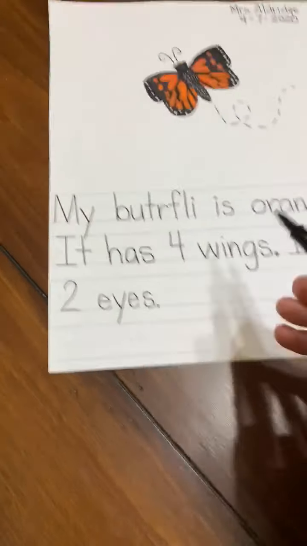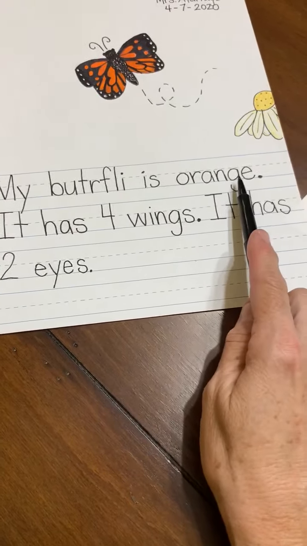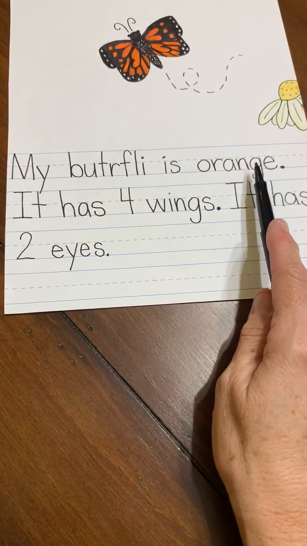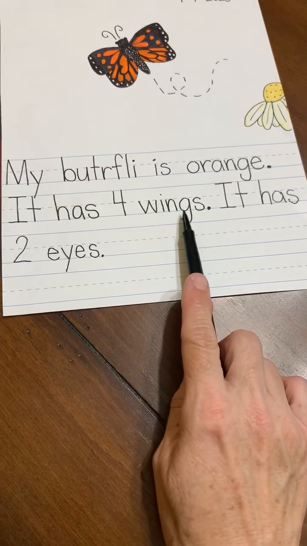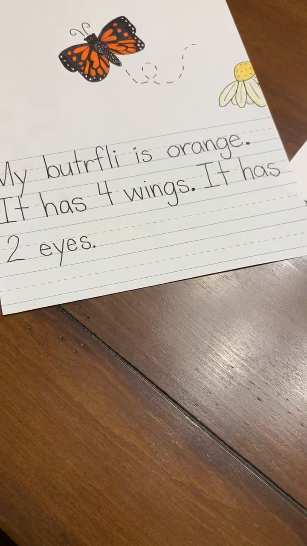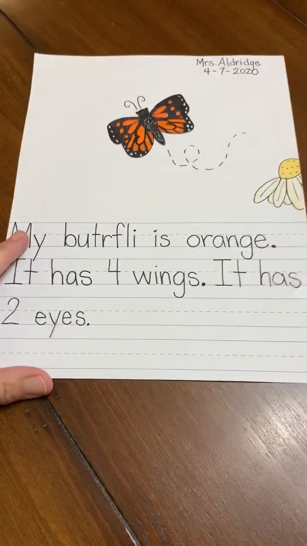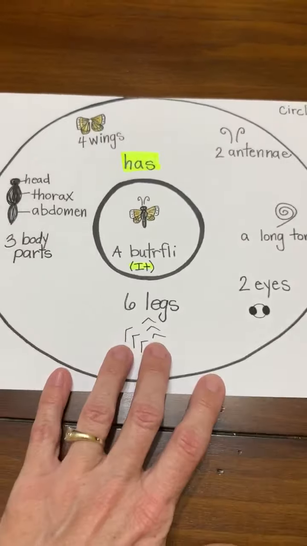And your period. Go back again. We're going to read, my butterfly is orange. That was from yesterday. So we just are adding 2 descriptive sentences. It has 4 wings. It has 2 eyes. And for that one, we are done. And it was really easy to build our sentences off of this circle map.